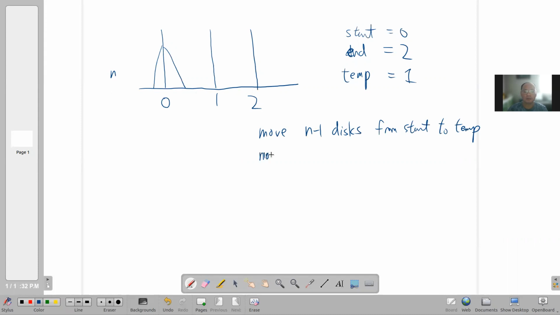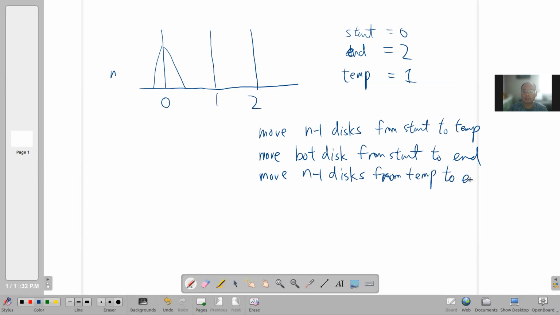Then you move the bottom disk from start to end. Then you move n minus 1 disks again from temp to end. Right? So these two are recursive calls. And of course, when you have 0 disks, then you don't move. You don't do anything. Right?